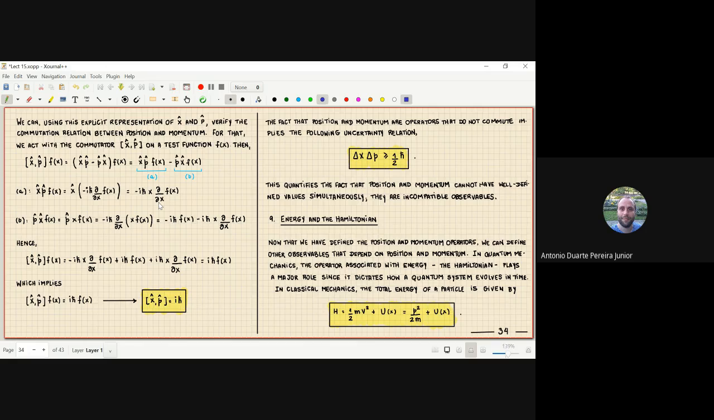Now, if I act in a different order, so if I act with p hat on x hat on f, well, acting with x hat on f will give me a number x times the function. Now I have to act with p hat on this product here. So you replace p hat by minus i h bar d dx. And now this d dx is acting on everything. So you see how careful you have to be, because the operator acts on everything that's after it. So the derivative operator will not act just on the function f, but on the product of x with the function.